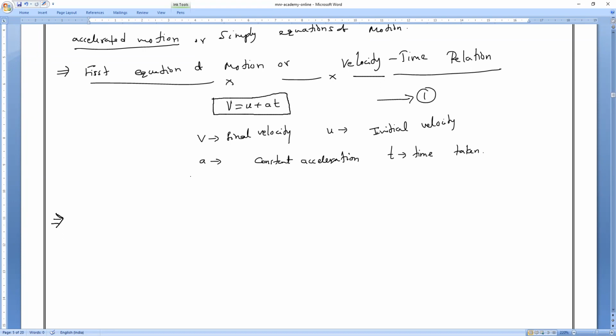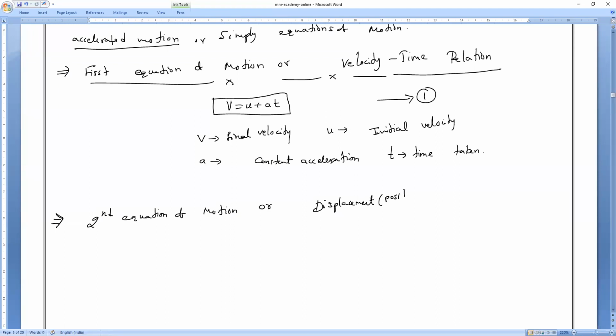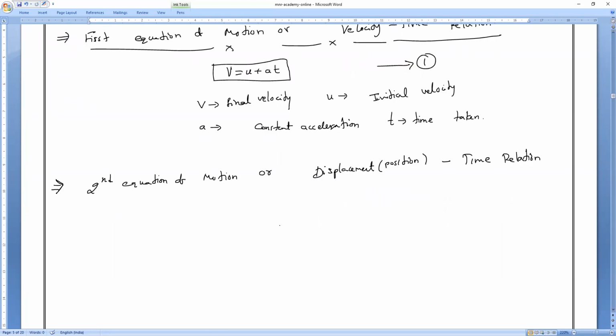Next, second equation of motion, or we can say displacement time relation. Displacement, or in brackets you can remember position, sometimes position also. Time relation. Is it okay, everybody?